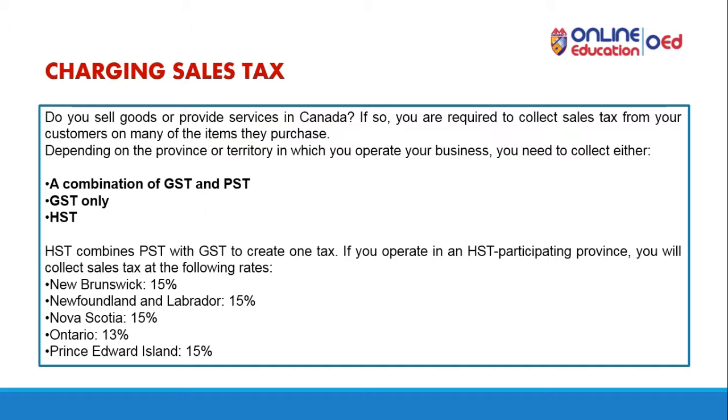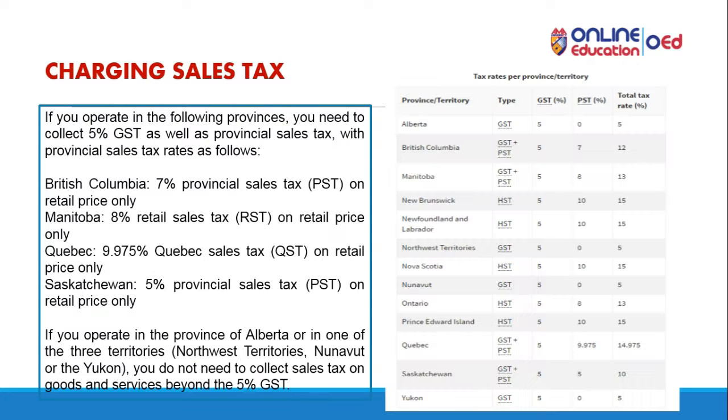So if you operate in an HST participating province, you will collect sales tax at the following rates. We have 15% for New Brunswick, Newfoundland, 15% for the HST assigned territories. We have this percentage for charging sales tax.